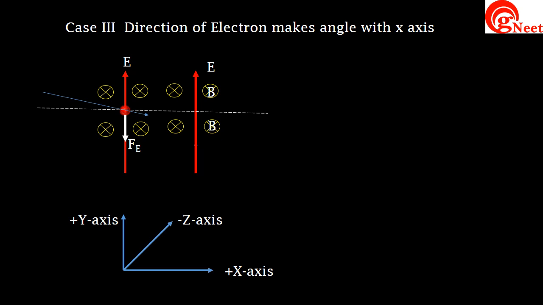Now Fe can be resolved along the direction of the electron, and that will be Fe parallel, equal to Fe cos theta, shown by the arrow labeled Fe parallel. Another component will be perpendicular to the direction of the electron, and that will be Fe perpendicular, which is equal to Fe sin theta, shown by the white arrow Fe perpendicular. To find the direction of magnetic force, we need the direction of the electric current.